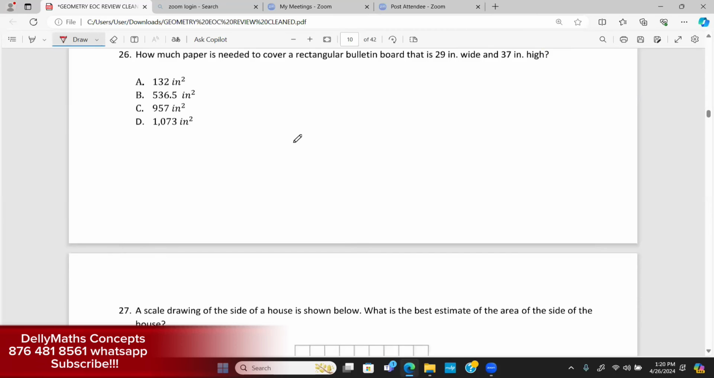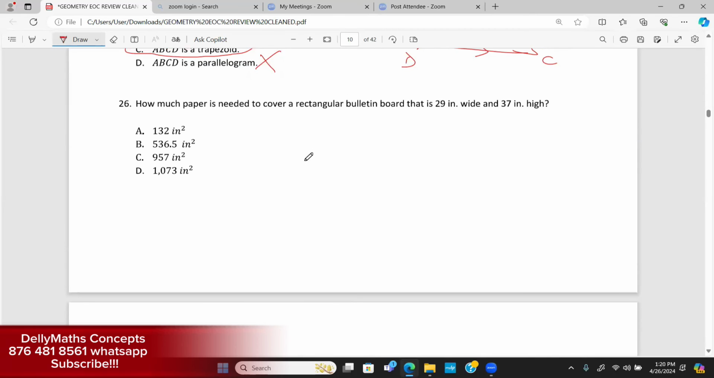All right, let's go to question 26. 26 says, how much paper is needed to cover a rectangular bulletin board that is 29 by 37? Basically they're asking you to multiply these, because the area of a rectangle is the length times its width. So it's 29 times 37 and we'll get D.